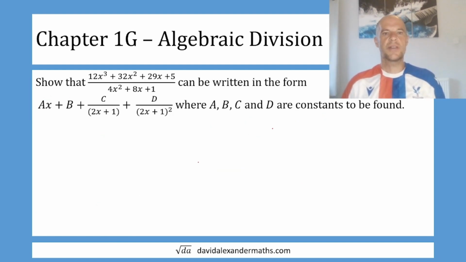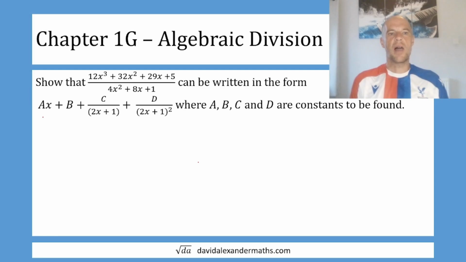Okay, so here's one final example, and this one's a little bit horrible because we have this repeated factor on the bottom. So first of all, this part here tells us that we can do some division. So how many 4x squared plus 8x plus 1 go into 12x cubed plus 32x squared plus 29x plus 5?